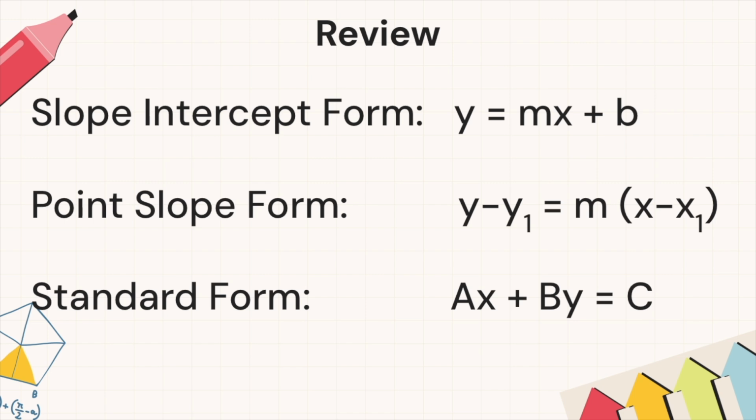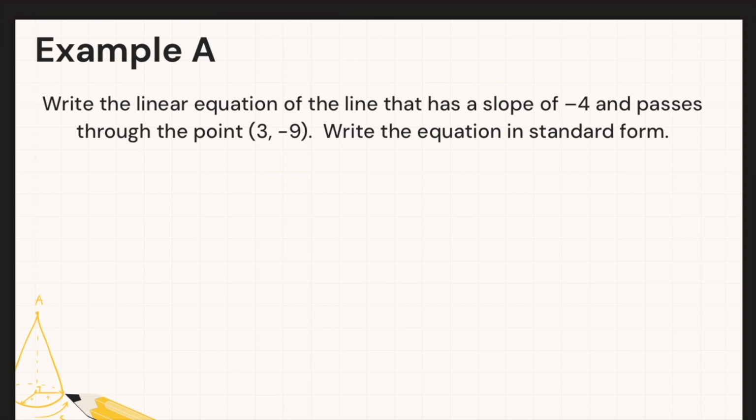Now let's take a look at example A. Here in example A, it says write the linear equation of the line that has a slope of -4 and passes through the point 3, -9. Write the equation in standard form. So we're going to first write our standard form so we know that we have that. So we've got ax plus by is equal to c.